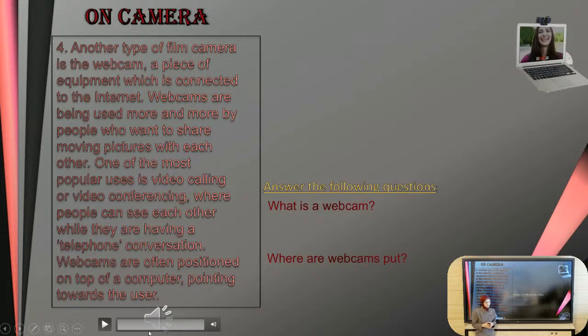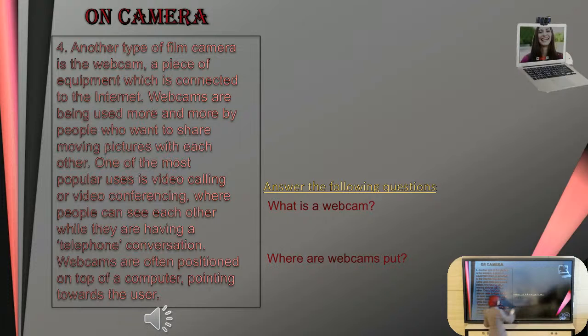Let's listen. Another type of film camera is the webcam, a piece of equipment which is connected to the internet. Webcams are being used more and more by people who want to share moving pictures with each other. One of the most popular uses is video calling or video conferencing, where people can see each other while they are having a telephone conversation. Webcams are often positioned on top of a computer, pointing towards the user.